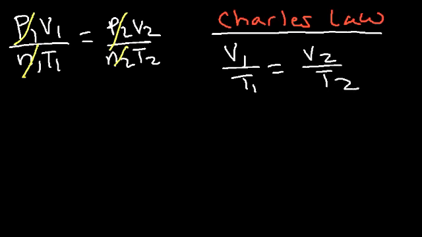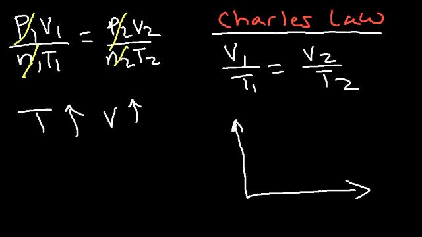So as the temperature of a gas increases, the volume increases. And so in his law, he plots temperature on the x-axis and volume on the y-axis. And these two, they increase proportionally. So we have a direct linear relationship.